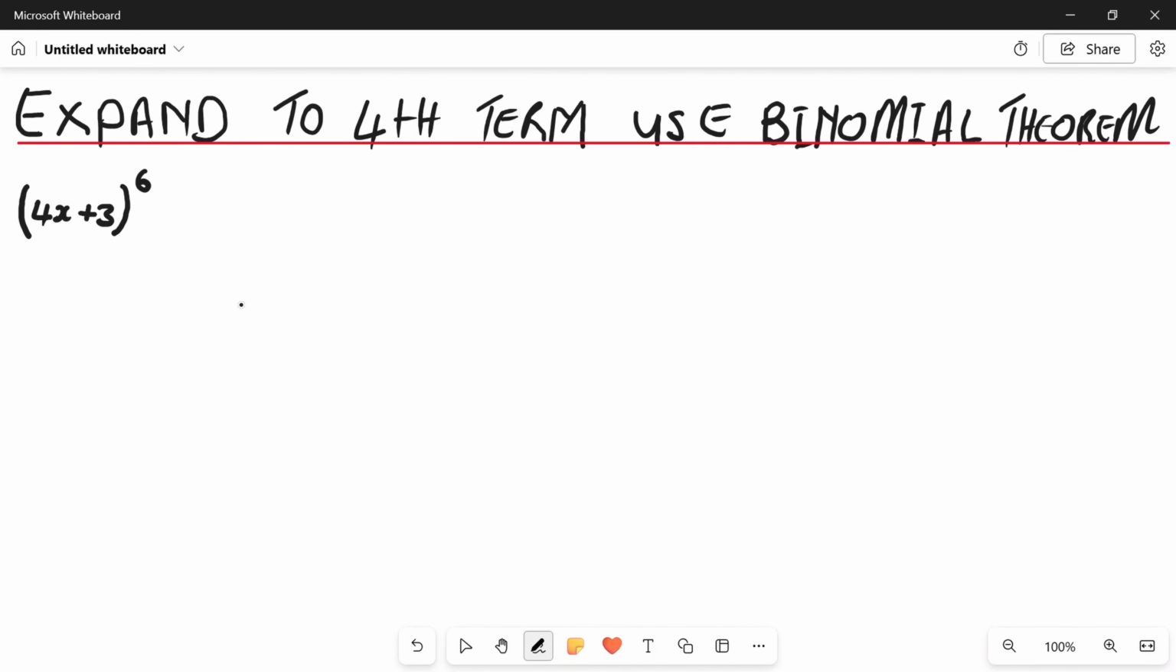Today in this video we'll be expanding the following expression that you see here to the fourth term using binomial theorem. So I've done videos on binomial theorem. If you already watched the videos, you can pause this video, try to solve this problem, and let's see if your answer is going to be the same as the one that you're going to get at the end of this video.